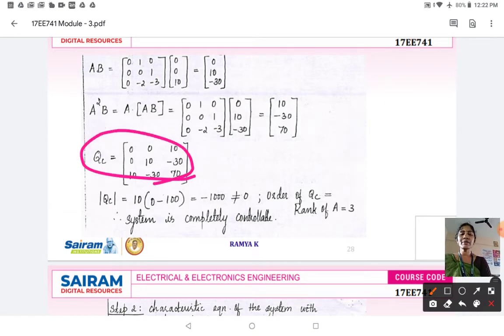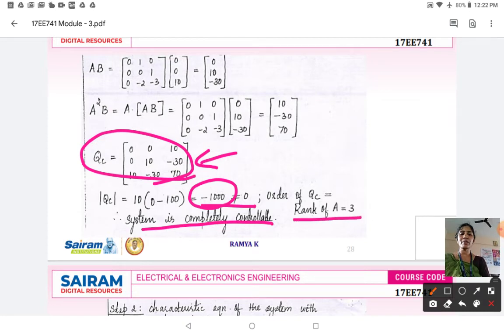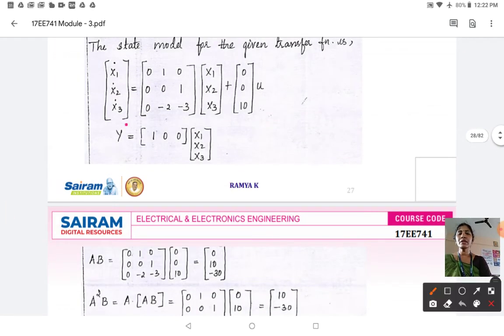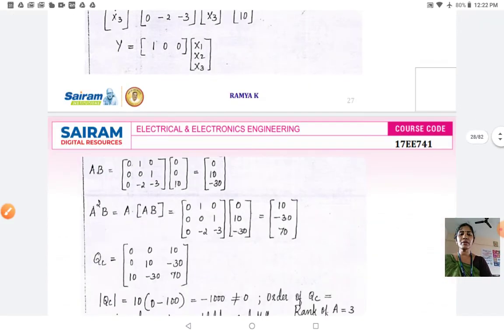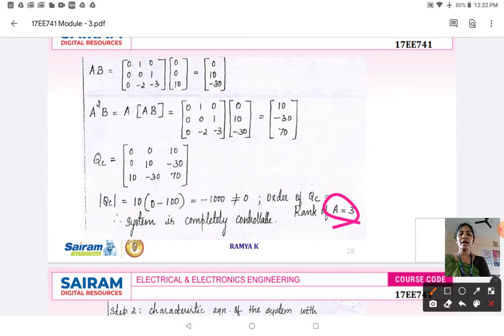And identify the determinant value for this controllability matrix. When you identify the determinant value, you have got minus 1000, which is not equal to 0. So when it is not equal to 0, then you can say the system is completely controllable and the rank of the matrix is equal to 3. Why here 3 in the sense? Because this particular problem has 3 state variables, therefore the rank of the matrix is going to be 3, and we can say the system is completely state controllable.